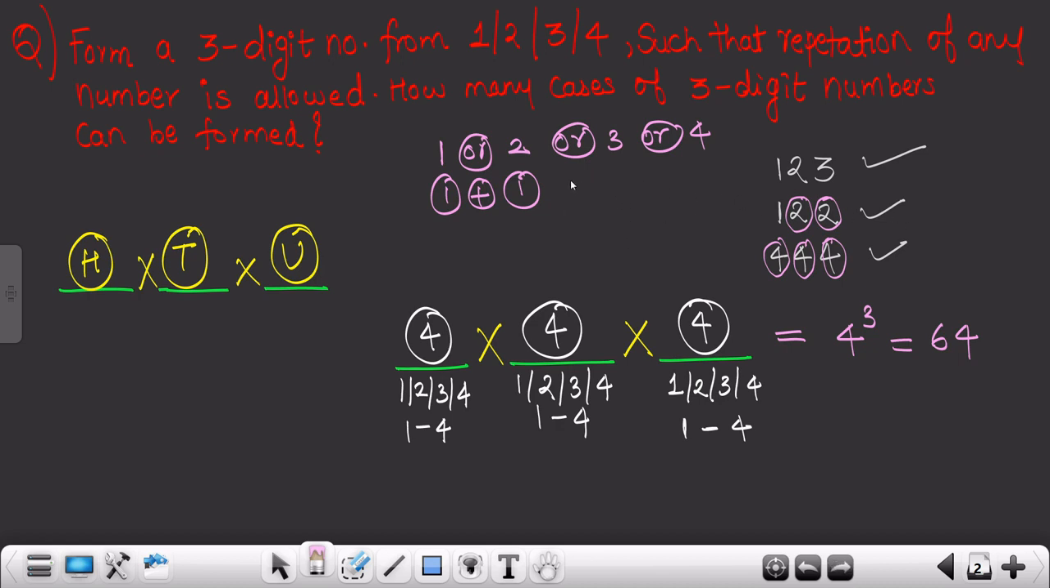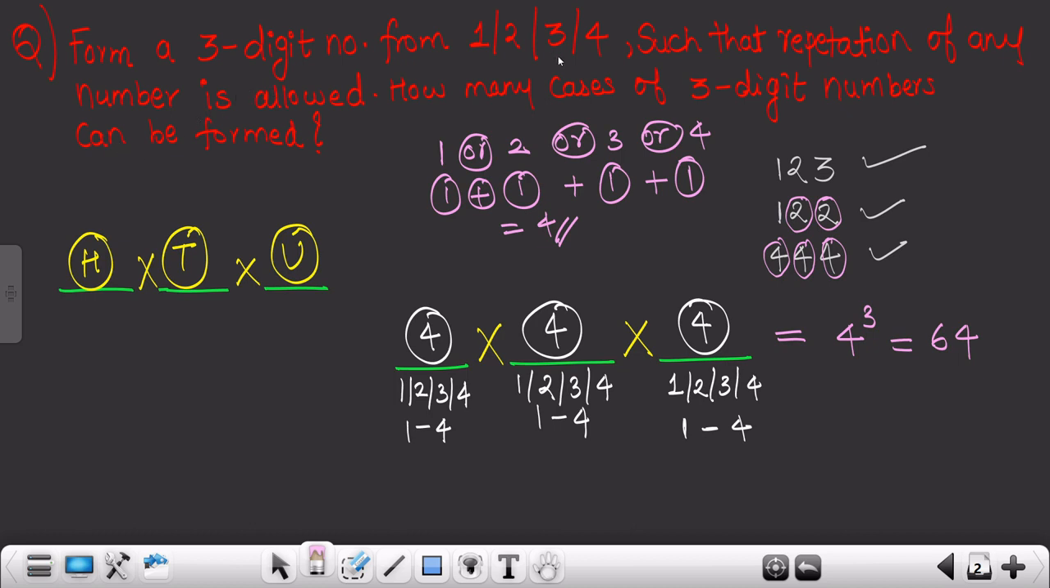Or the number 3 can accommodate at the unit place only once, right? Or 4. I hope you are getting me, and in all we are getting 4 such cases, and thus we write 4 over here. So 4 numbers can be accommodated in the units place. Similarly, 4 numbers can be accommodated in the tens place and 4 in the hundreds place. If you multiply all of them, we get 4 raised to 3, which is equivalent to 64. So 64 cases are available for the 3-digit number.